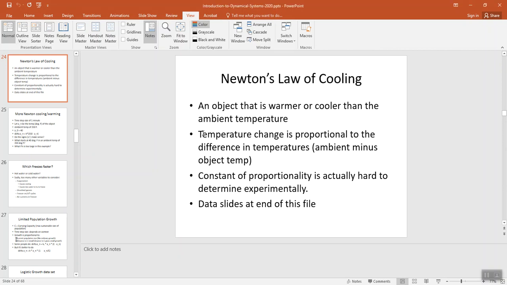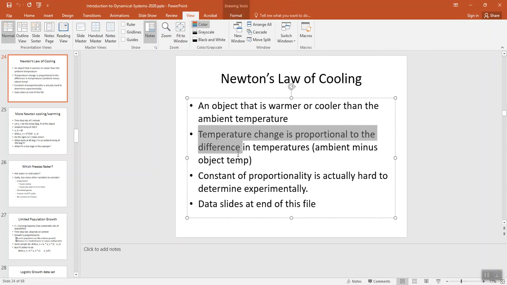So Newton discovered, or I guess Newton gets the credit for it, I'm not sure who really discovered it, that the rate of change is proportional to the difference in the temperatures. Knowing what that constant of proportionality is depends on how much insulation there is and how much mass the object has and whether there's a wind or not. It's very complicated, so we're just going to kind of pick a number and see what happens.